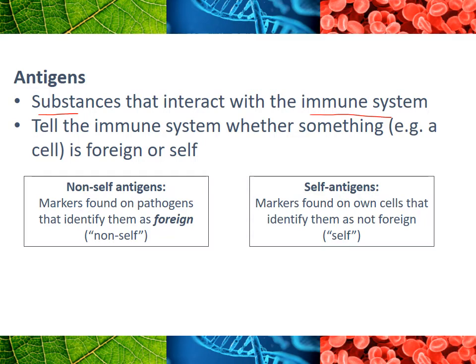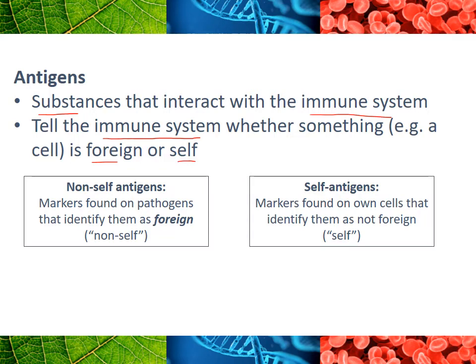What antigens do, in a nutshell, is they tell your immune system whether something that is in your body is foreign or whether it's part of you. And that's really the key thing to our immune system, our body's ability to tell which cells inside the body are your own cells and what is coming from outside the body and shouldn't be there.